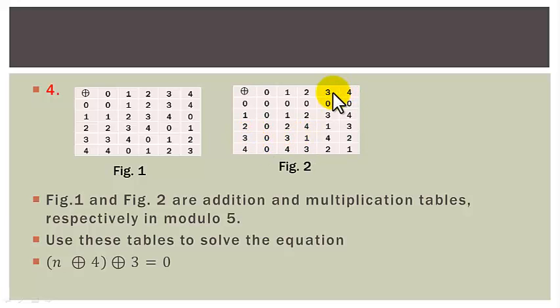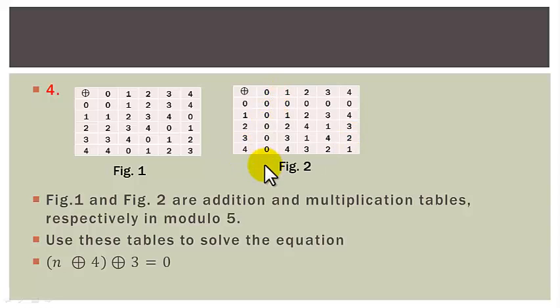3 times 3 is 9. 9 in modulo 5 is 4. That is, 9 divided by 5 is 1, remainder 4. 3 times 4 is 12. And 12 in modulo 5 is 12 divided by 5. That will give us 2, remainder 2.